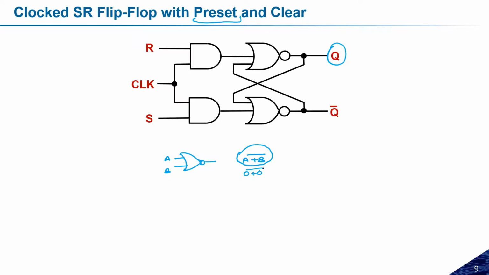Or simply you can also replace this with the bubbled AND gate. Okay, so this is also possible. If two inputs are there, then the bubbled AND gate will be there. You can replace it with this one also.